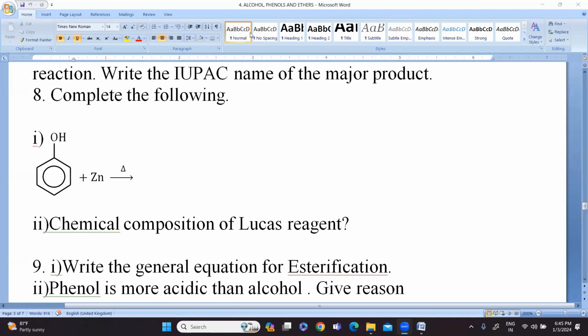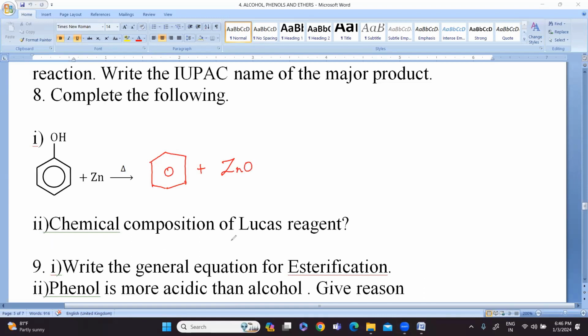I've got the answers. Vedvati has answered it, benzene. Then Swati has answered, and Shushti had answered. Yes. So the answer is you get benzene plus ZnO.